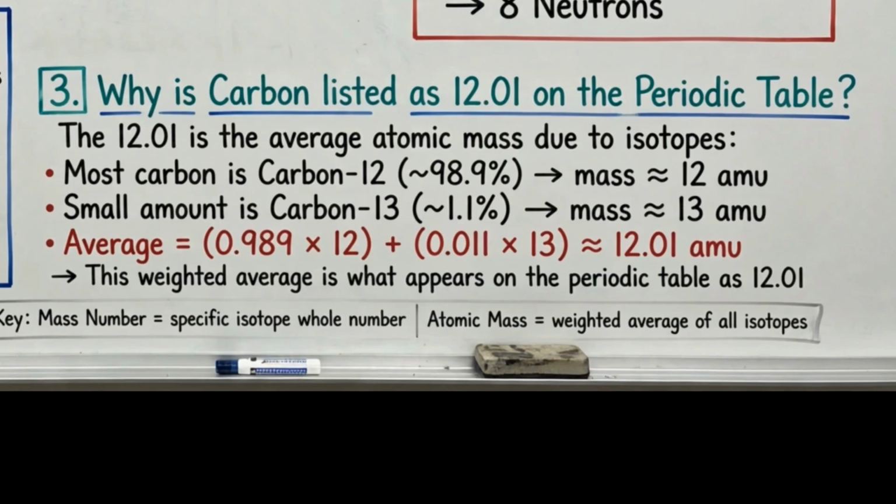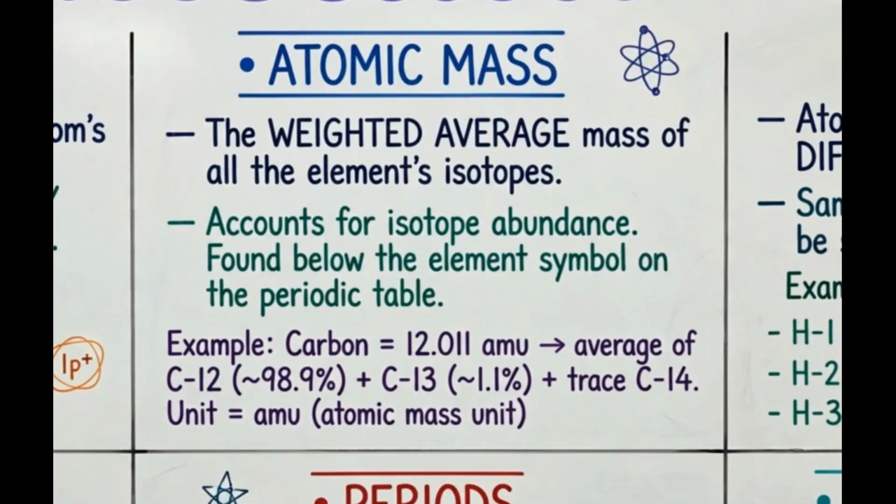Most carbon is carbon-12, making up about 98.9% with a mass of 12 AMU, meaning 6 protons and 6 neutrons. A tiny 1.1% is carbon-13, with a mass of 13 AMU. It's kind of like calculating your final class grade based on differently weighted assignments.